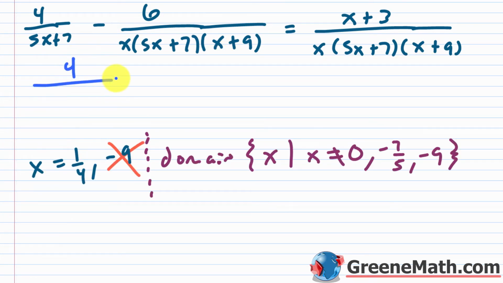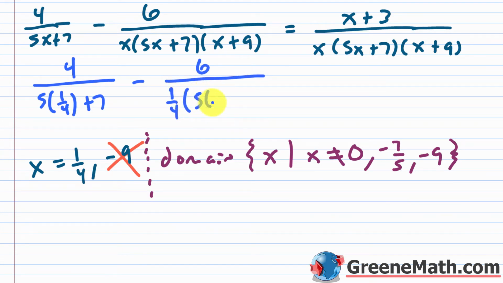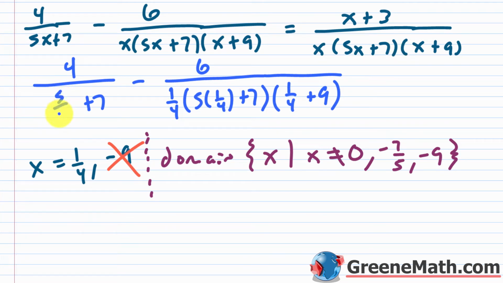So you're going to have 4 over your 5 times x. So this is 5 times 1/4, and then plus 7, and then minus 6 over. You have this 1/4 times this 5 times 1/4. And then basically plus 7, and then times, you're going to have this 1/4 plus 9 here. And let me just stop here. Let me figure out this side, and then I'll figure out this side. We'll be able to take this answer right here and share it with this one, so that'll speed up the process a little bit. Over here, 5 times 1/4 is 5/4. So this is 5/4, and then plus 7. So we'll need a common denominator. So let's say this is 28 over 4, and 5 plus 28 is going to be 33. So this is 33 over 4.